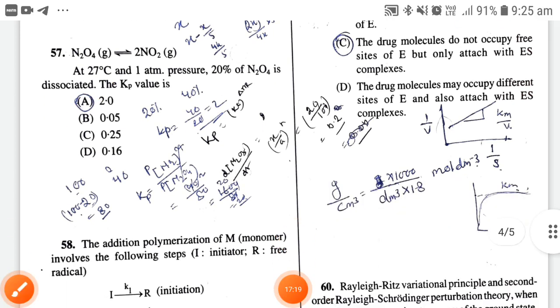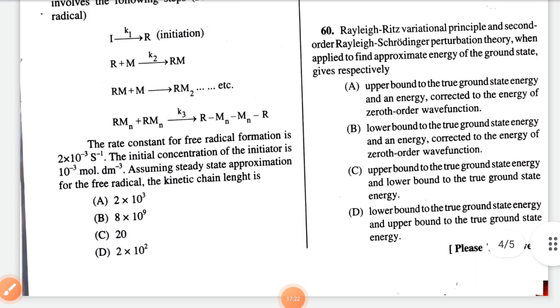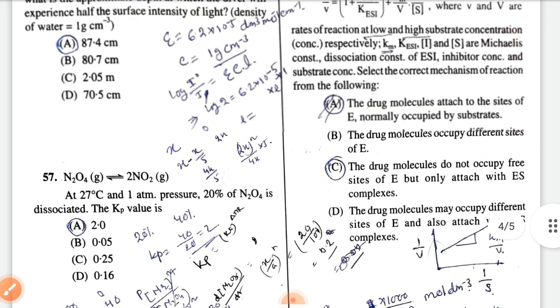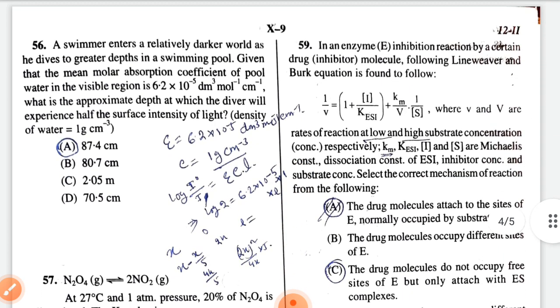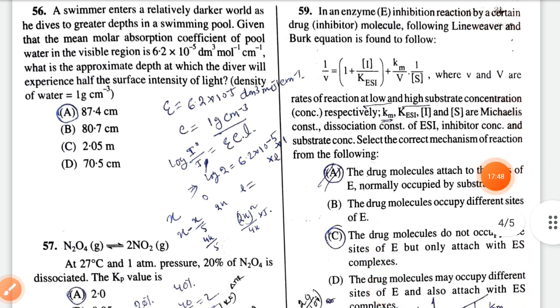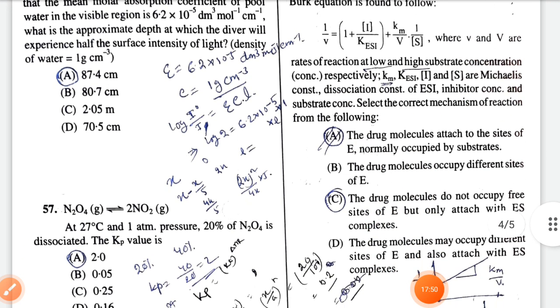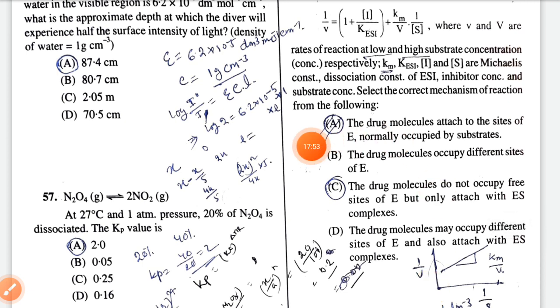Next, question 58. In this question I have a doubt, so I can't do this. And next, 59. In an enzyme inhibition reaction by a certain drug molecule, following Lineweaver and Burk equation is found to follow. Here this is the formation of the equation, and these are the defined terms. So here the correct option is, sorry, not option A, option C here.